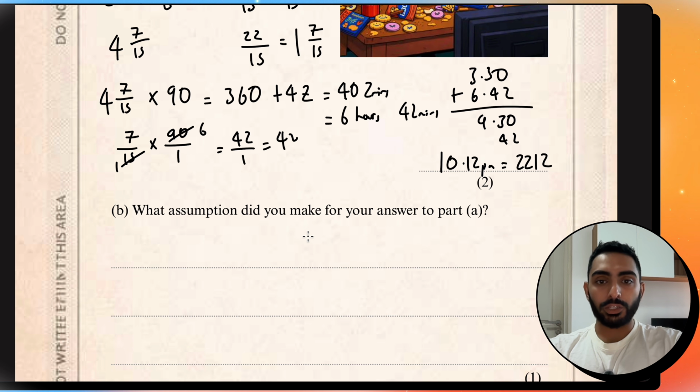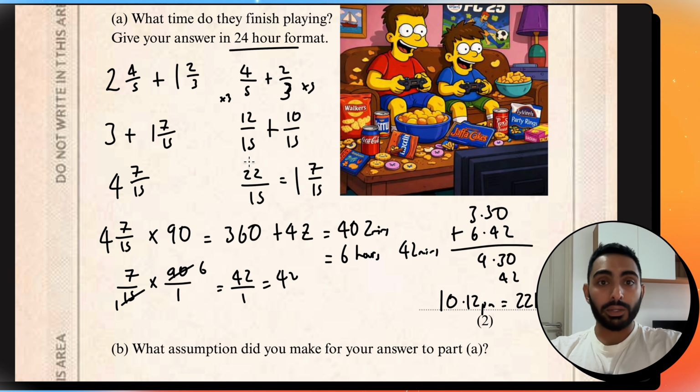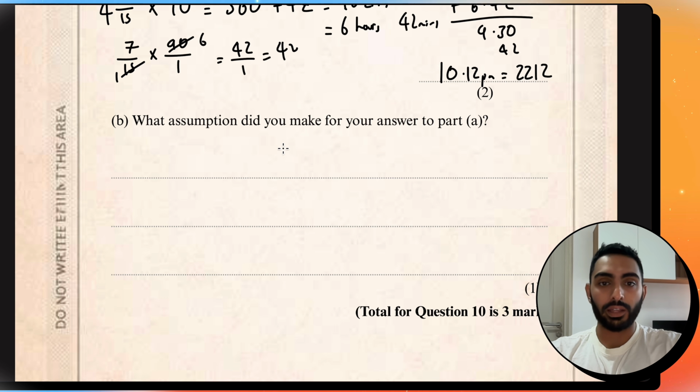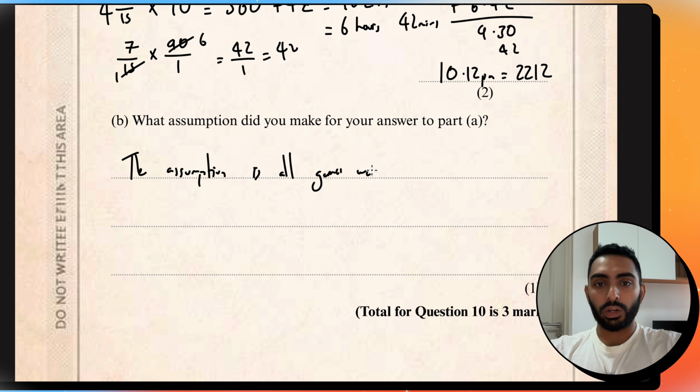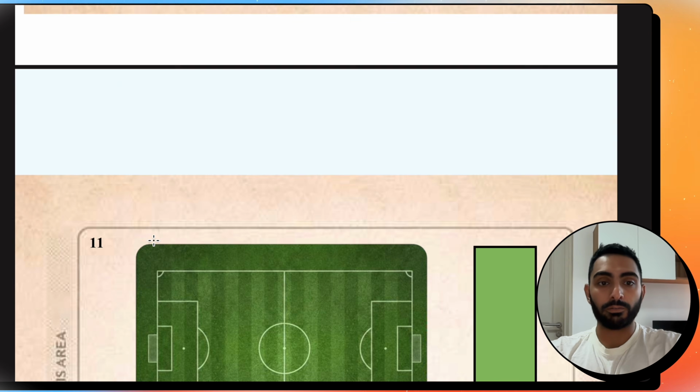Part B, what assumption did you make for your answer to part A? Here, we just multiplied the amount of games by the amount of time that it takes to play each game. We didn't really consider loading times or spending time on team management or anything like that. The assumption that we made is all games were played back to back. We could also say that there's going to be no stoppage time. There's a lot of different reasons that you could have given for that one.